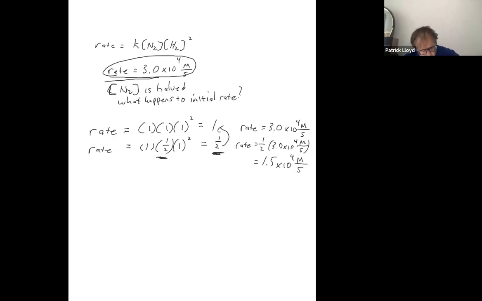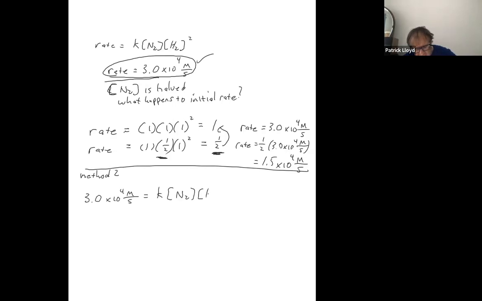So here's what I'm going to do. I'm going to say that we have our initial rate here, 3.0. So this is method 2. In fact, let me go ahead and write this down. Method 2. We have the rate is 3.0 times 10 to the 4 molarity per second. That is equal to the rate constant times the concentration of N2 times the concentration of H2 squared. Now, I'm going to make a ratio. So what I'm going to do is say that is now divided by our rate that we want to find out.